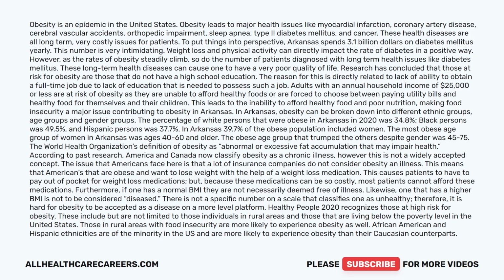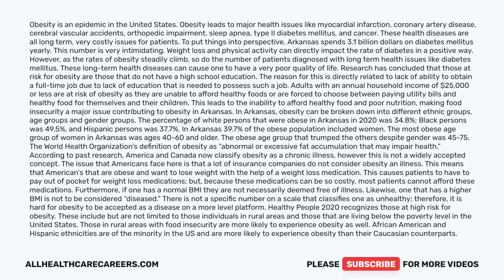Weight loss and physical activity can directly impact the rate of diabetes in a positive way. However, as the rates of obesity steadily climb, so do the number of patients diagnosed with long-term health issues like diabetes mellitus. These long-term health diseases can cause one to have a very poor quality of life. Research has concluded that those at risk for obesity are those that do not have a high school education. The reason for this is directly related to lack of ability to obtain a full-time job due to lack of education that is needed to possess such a job.